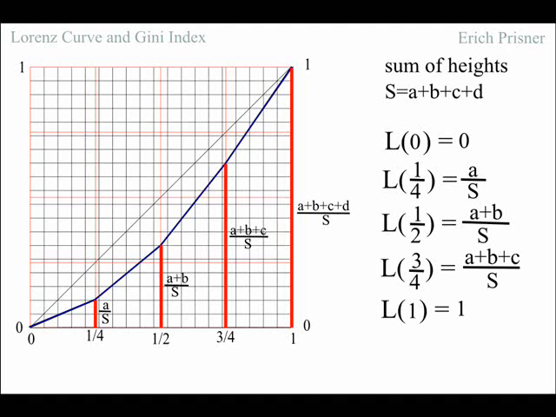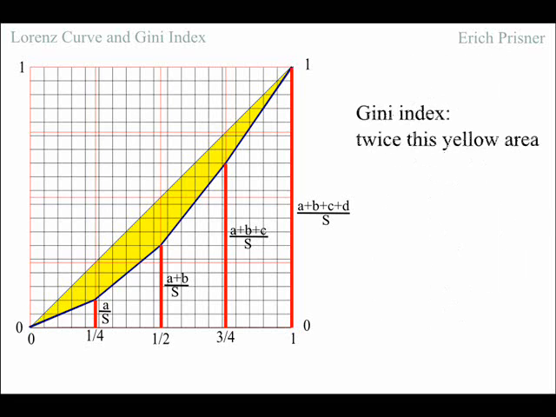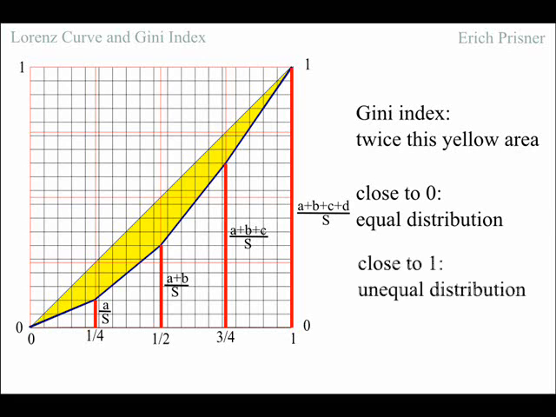Note also that the lower these 3 inner points sit, the larger the yellow shaded area is. In fact, the Gini index is defined as twice the area of the yellow shape. This Gini index is supposed to measure the inequality of the distribution. The closer it is to 0, the more equal it is. The closer it is to 1, the more unequal.